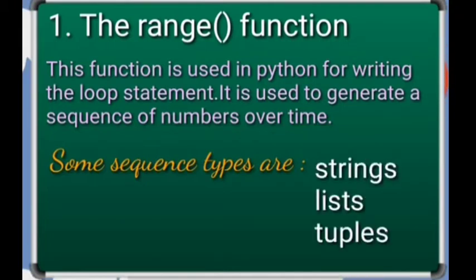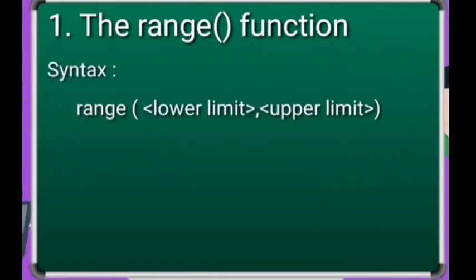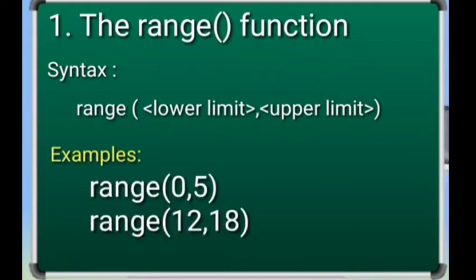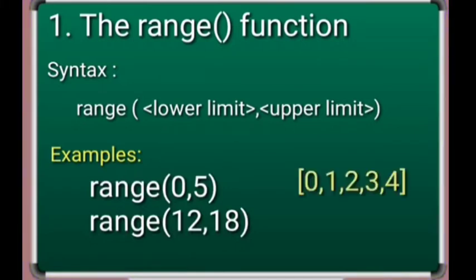Now let's see an example. First of all, let us see the syntax of the range function. You can see here that we will write range, lower limit and upper limit. The lower limit and upper limit both need to be integer values. So now let's see the example. I have written here range(0, 5). It means that the values of the list will be printed starting from 0 to 4 because the upper limit in the list is excluded.